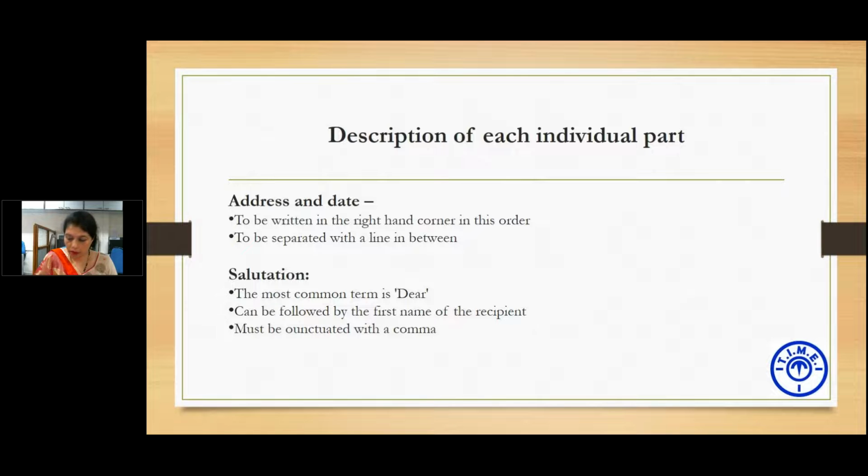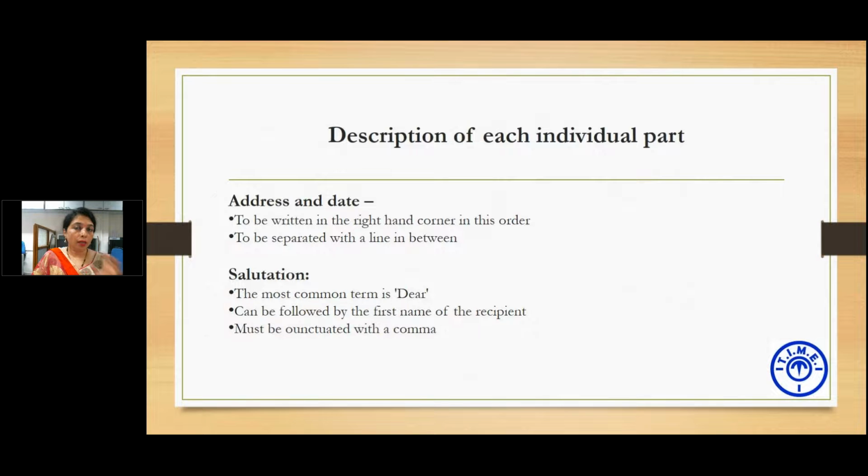Starting with the first part, which is address and date. The address and date have to be written at the right-hand corner in this order. Here we are talking about the person who is writing. You need not write your name because your name comes at the end. Your address in short and the date are on the right-hand corner, and it is separated with a line in between. Then you come to the salutation.